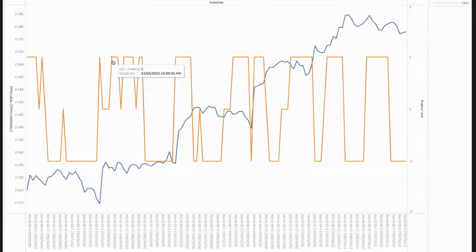The signal 0 basically means you are squaring off the earlier position, or? Yeah. We have to square off the earlier position either whenever it comes to 0 or whenever it is the opposite direction. If we are on the buy side, then we have to square off when it goes from 1 to 0, if it comes to 0 or comes to -1. Got it. So it looks like it is working.